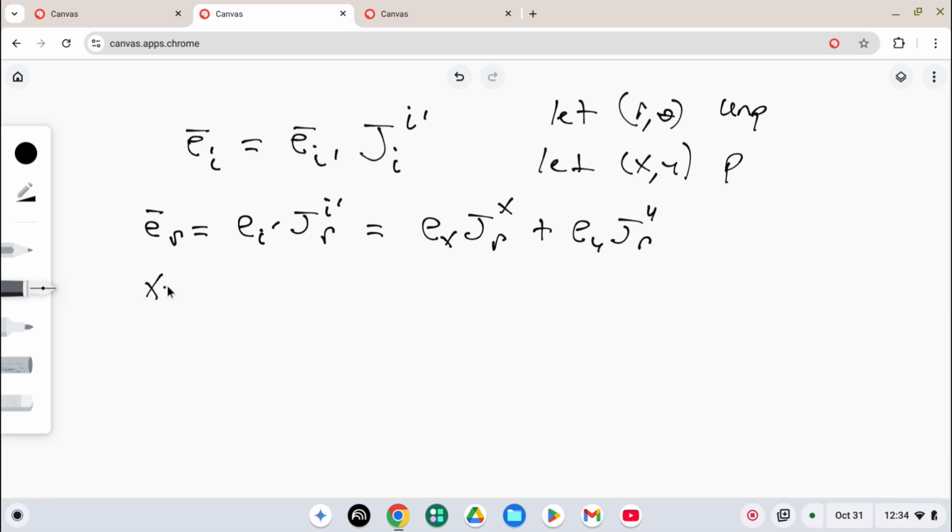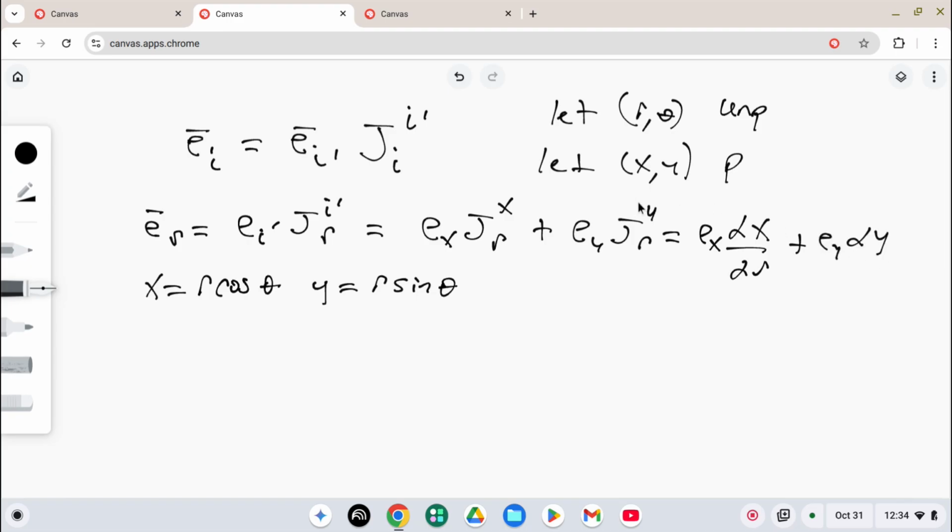We had that x is equal to r cosine theta, and y was equal to r sine theta. So we can do this because e_r is equal to e_x times the partial of x with respect to r, plus e_y times the partial of y with respect to r. So we get the e_r basis vector is equal to this term, the partial of x with respect to r, which is just cosine theta.